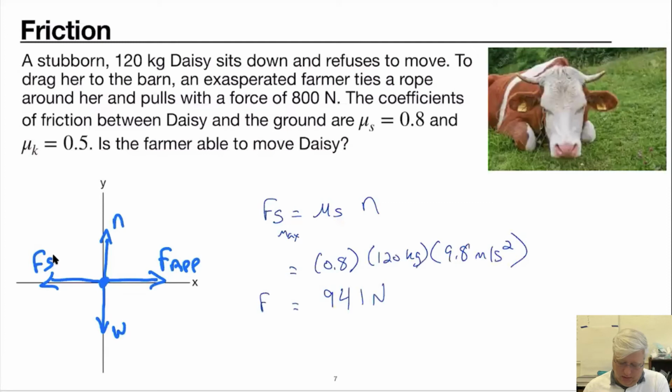And so in order to get this cow to move, we need to apply at least 941 newtons. So if the farmer applies 800 newtons of force, it's not going to cut it. The cow will not be able to move. Okay, so we looked at a couple situations of trying to overcome static friction. Let's look at some kinetic friction.